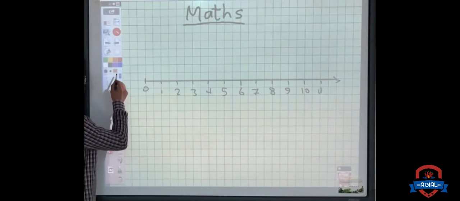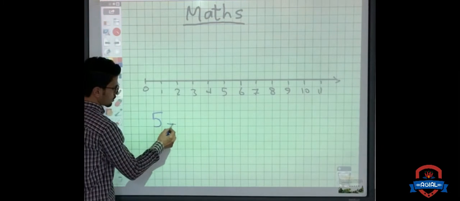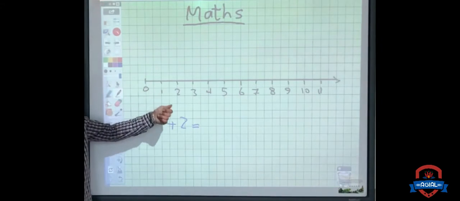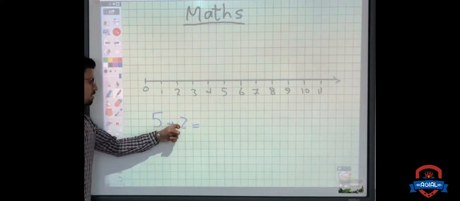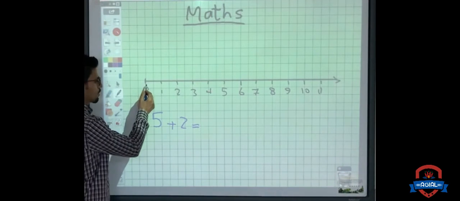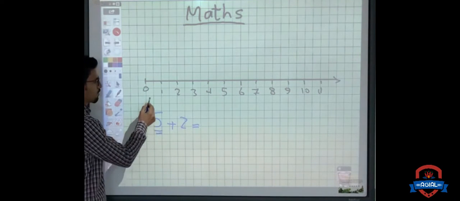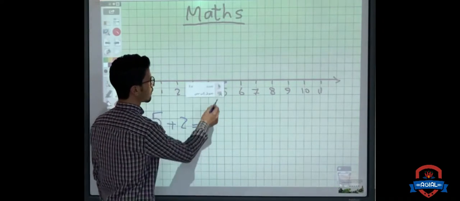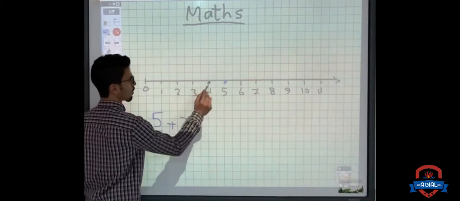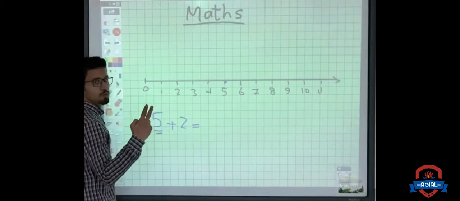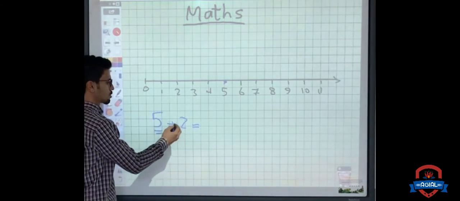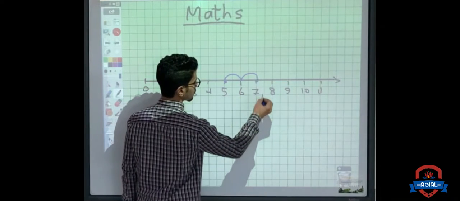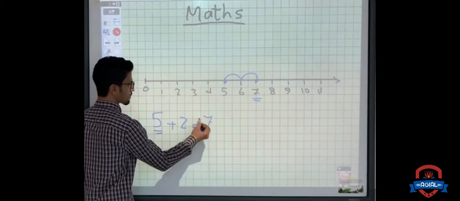For example, if we have 5 plus 2 equals, if we need to use this number line to solve this question, we start from 0, then we have 5. So we move to 5: 1, 2, 3, 4, 5. Now we are in 5. Now we need to add 2. So 5 plus 2, 1, 2, so 5 plus 2 equals 7.